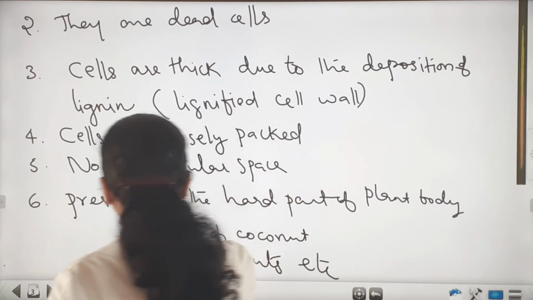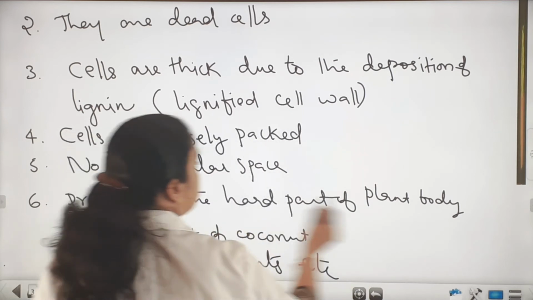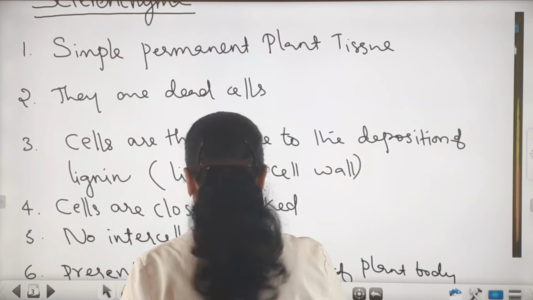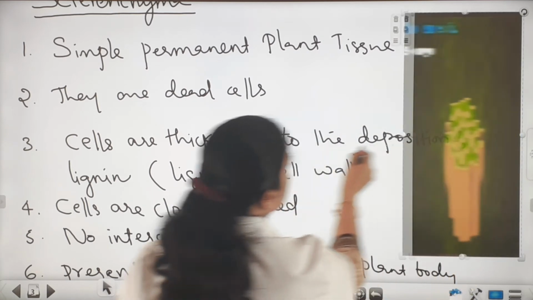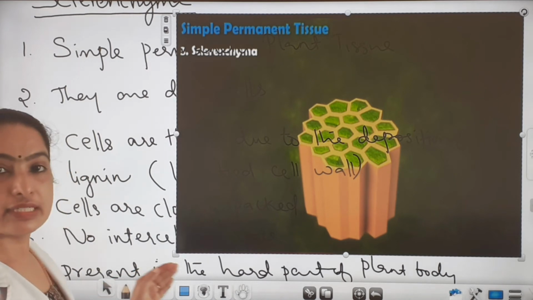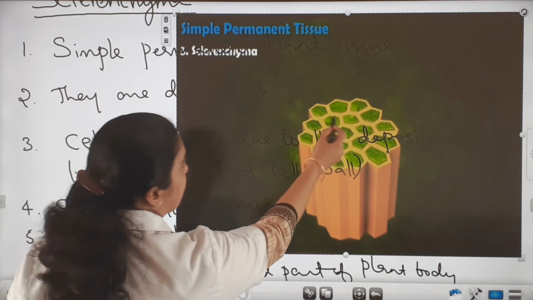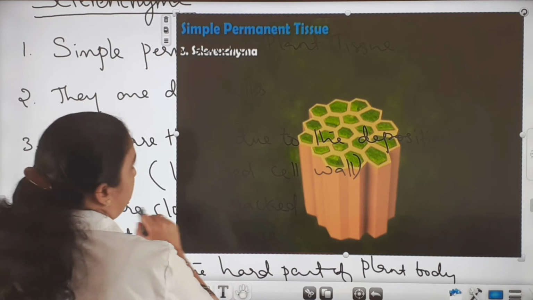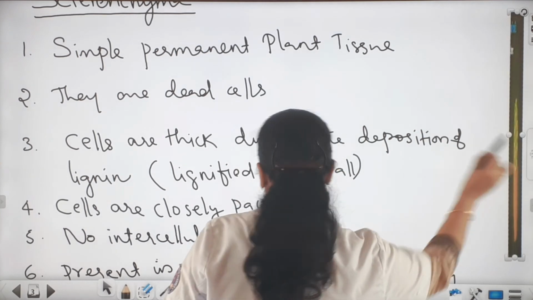Now I will show you the picture. So this is the sclerenchymatous tissue. They have a thick cell wall. This deposition is the lignified cell wall they have. So this is a simple permanent tissue.